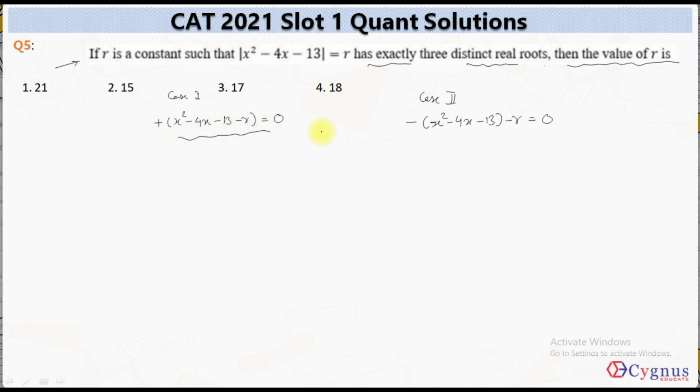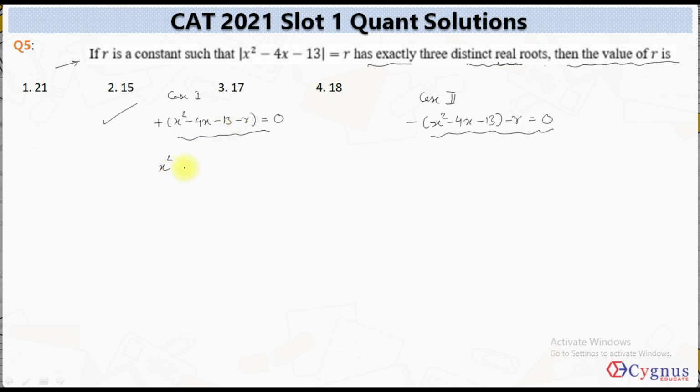Now look at this. I've got two quadratic equations. If there are two quadratic equations, maximum I can have 4 roots here. But the question says that it should have exactly 3 distinct real roots. Fine. That means definitely out of these two cases, one case is going to give me 2 equal roots, and in one case 2 distinct roots will come. That will make 3 distinct real roots. Let's see which case is going to give me 2 equal roots.